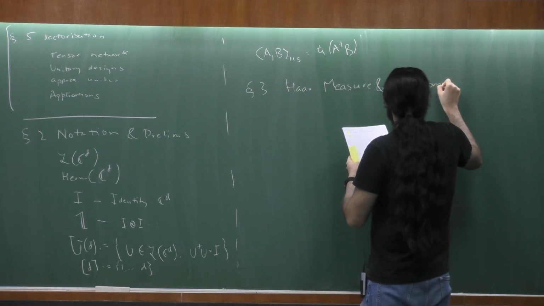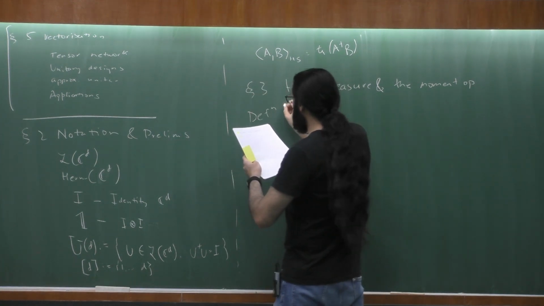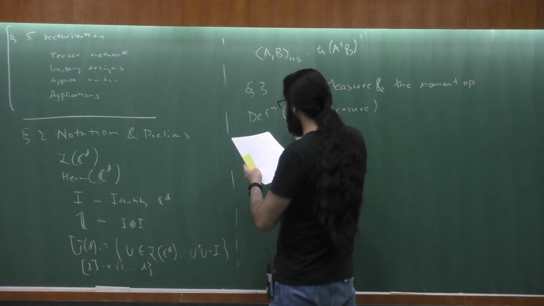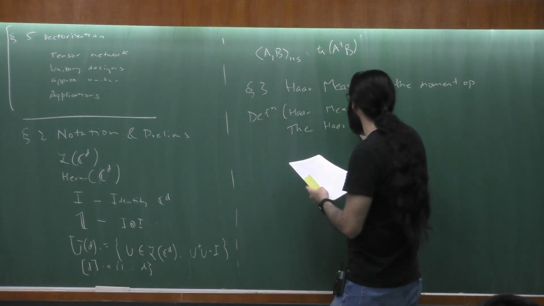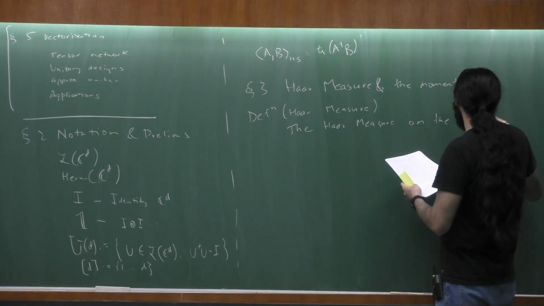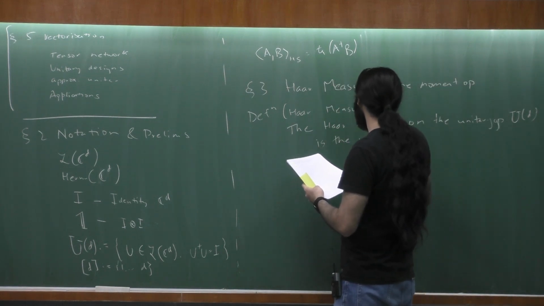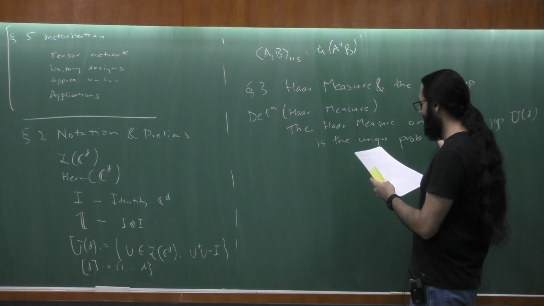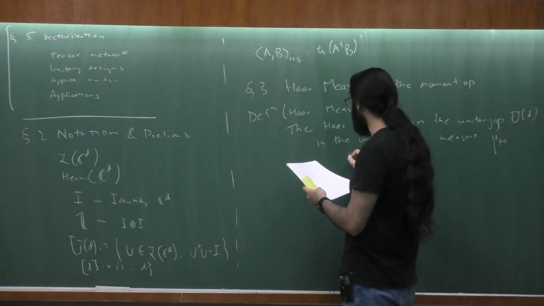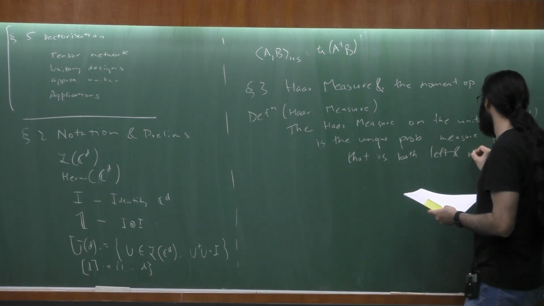And the moment operator. Okay. So we saw this definition already actually, but let's set the notation that they're going to use here. So the Haar measure on the unitary group U(d) is the unique probability measure, not distribution, which they write as mu sub H, slightly different from what we discussed last time, that is both left and right invariant.